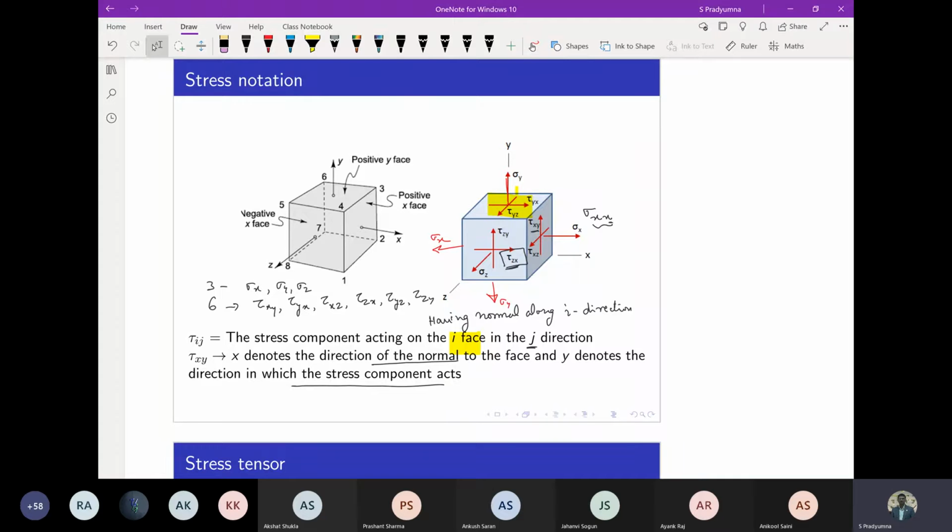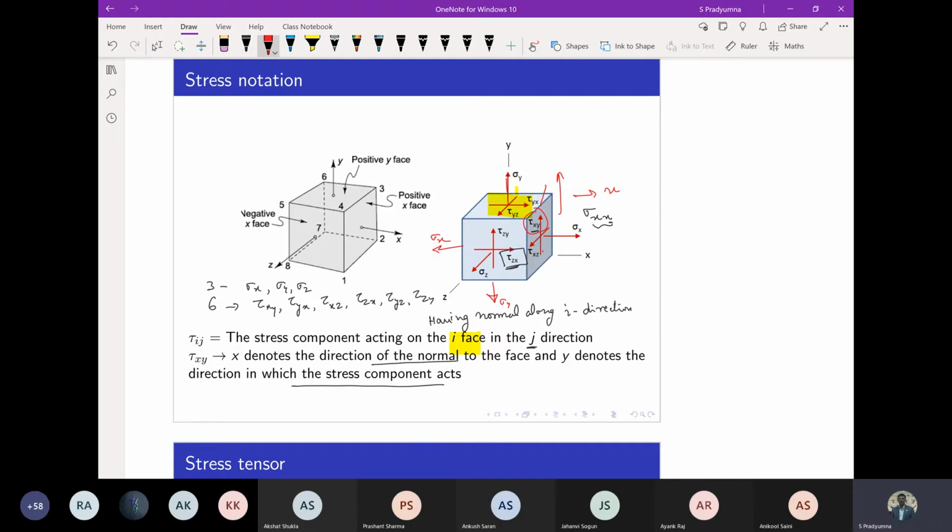For example, if I say tau xy, that means that x here denotes the direction of the normal, that phase has a normal along x direction, and the stress acting in the y direction. So this is the stress tau xy. Okay, and x is the normal acting on this. So that means we require two directional components to denote a tensor. One, the direction of the plane, the normal direction, and second is the direction of the stress itself. So this is the notation we use for representing any stress component.